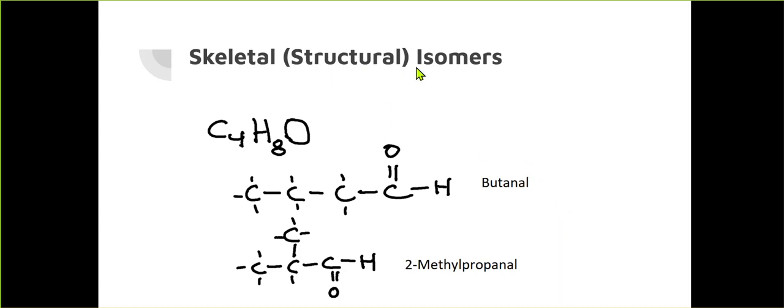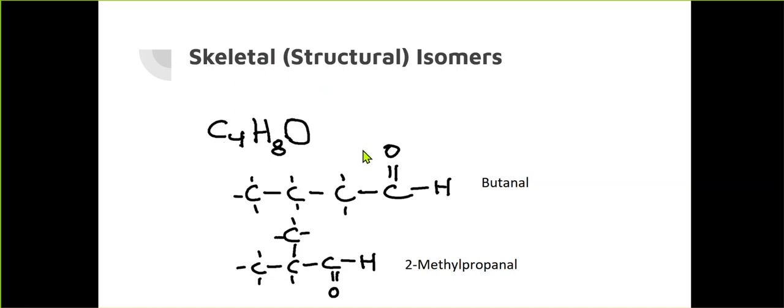And you can also have structural isomers or skeletal isomers as well. So here, both of these are C4H8O. We've got butanal, so we've got 1, 2, 3, 4 carbons in the chain, and so this is butanal. And then here we've got only 3 in the chain, and 1 is now a functional group off of that chain, and so this gives us 2-methylpropanal. But these are isomers of one another because they have the exact same molecular formula.